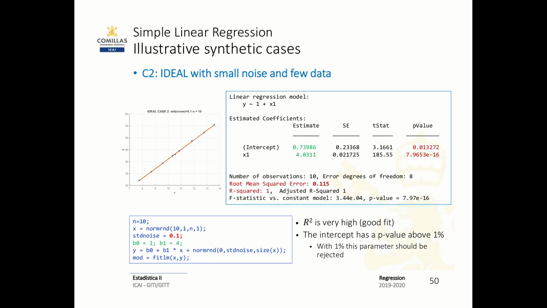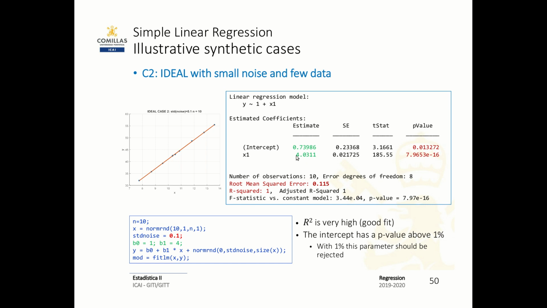Okay, so now let's move on to a less ideal case. In this less ideal case, we have a small noise, but we have much less data. So here we only have 10 samples. In these 10 samples, the model is still the same, the standard deviation is still the same. Now, when we do the regression, the estimates of B0, B1 are much worse. You see B0 is 1 in reality, but we have estimated 0.74. It is not far, but still, it is much worse than before.